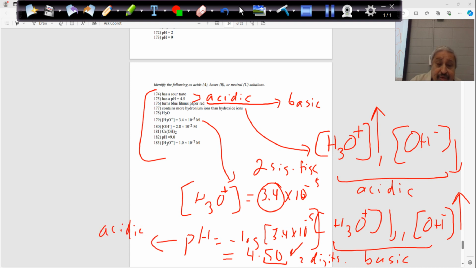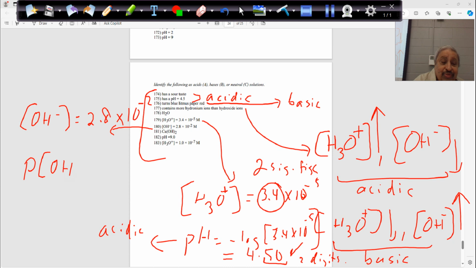Now let's look at the second one. The OH minus is 2.8 times 10 to the minus 2. So in this case you have to go through the pOH. How much is it? Minus log, same thing, because the p means minus log, of 2.8 times 10 to the minus 2. So how much is this? How much is this? We are looking at 1 point what?